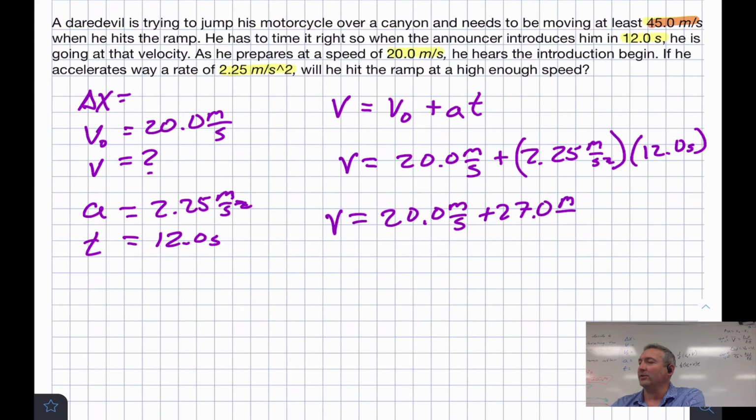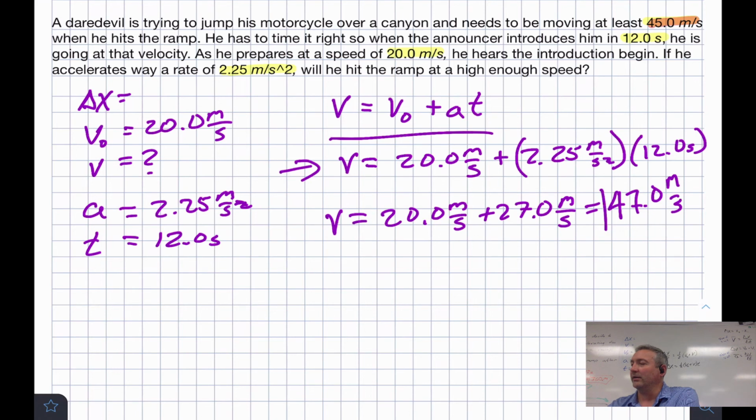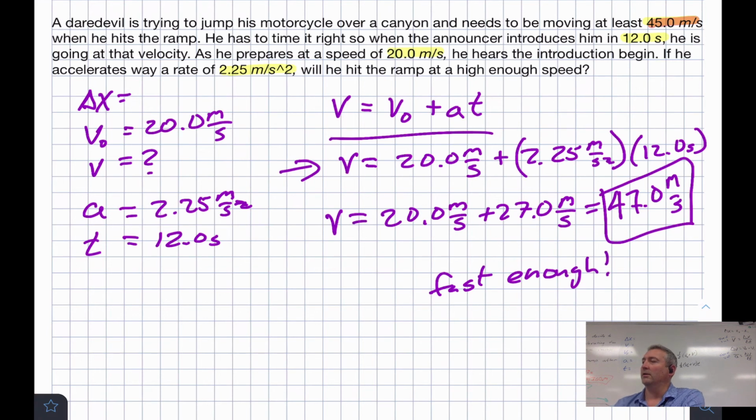Now, I don't expect you to show all this work, but I would expect you to show what formula you're using and how you set it up. So that type of information. Remember, we want to communicate how we're thinking through this stuff when we're doing these. So when you take the AP test, the AP graders will be aware of that. So we're going 47 meters per second, which is fast enough, because he needs to go 45.